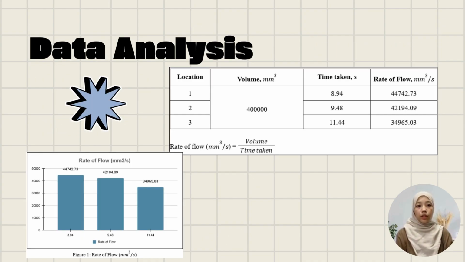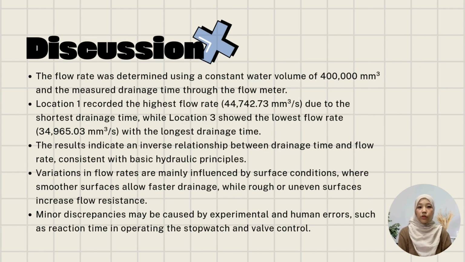This slide shows the rate of flow for a constant volume of 400 mm³ at 3 different locations. Location 1 has the highest flow rate due to the shortest time taken, indicating smoother and more efficient flow. Overall, the results showed that as time taken increases, the rate of flow decreases. In this experiment, the flow rate was determined using a constant water volume and the measured drainage time through the flow meter. Location 1 recorded the highest flow rate, while location 3 showed the lowest flow rate. The results indicate an inverse relationship between drainage time and flow rate, consistent with basic hydraulic principles.